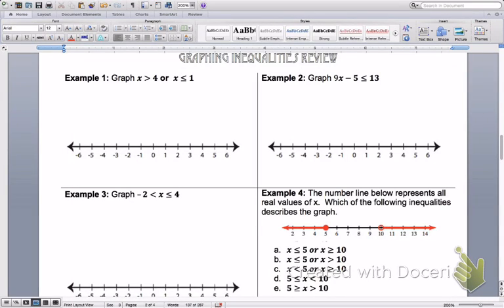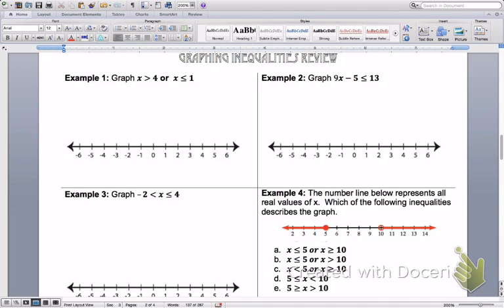All right, so here we go with this last video. It's going to be on graphing inequalities. So just going back to January, I know it's been a while, but we have to make sure we remember, jog our memory. So let's start off with the first one. We are going to be graphing x greater than 4 or x less than or equal to 1.